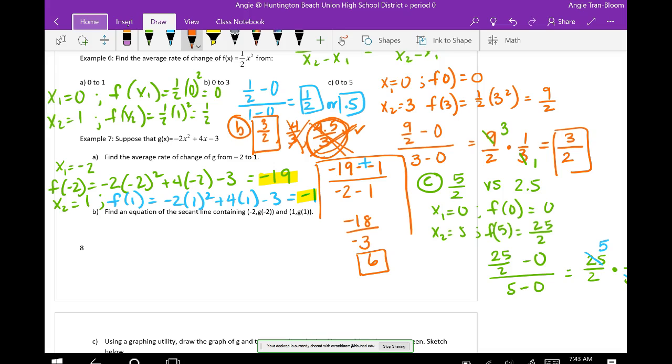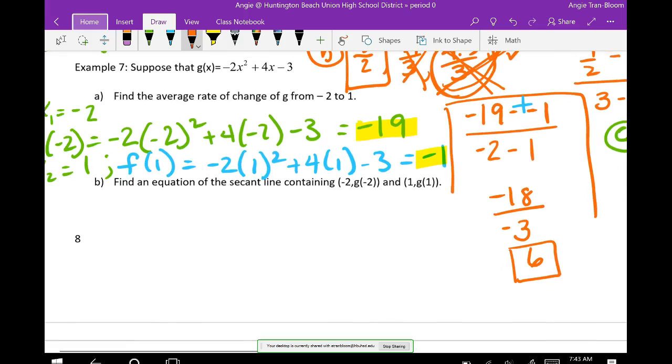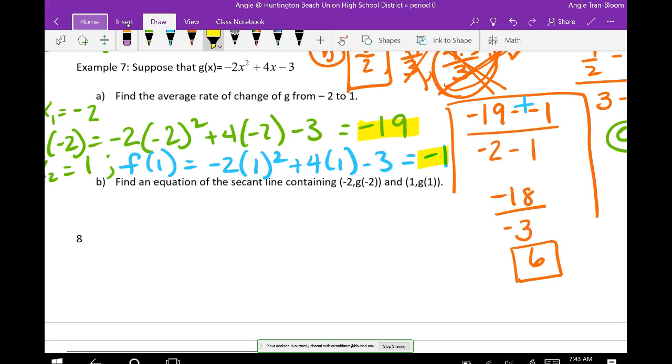B says find an equation of the secant line containing, look at the symbols, look at the notation, containing -2, comma g of -2, and another point, 1, comma g of 1. Let's zoom in really quickly. What on earth is this? What is that? That's just simply x and? Is that a point?